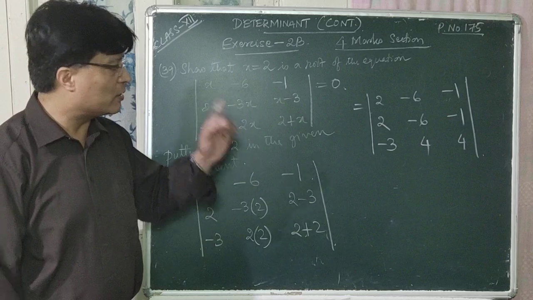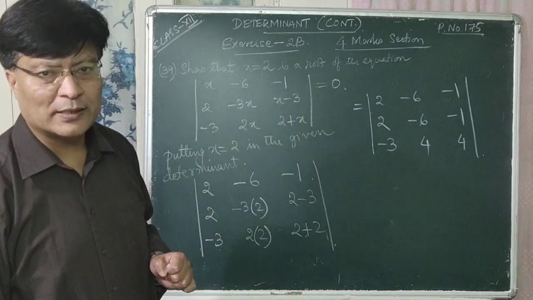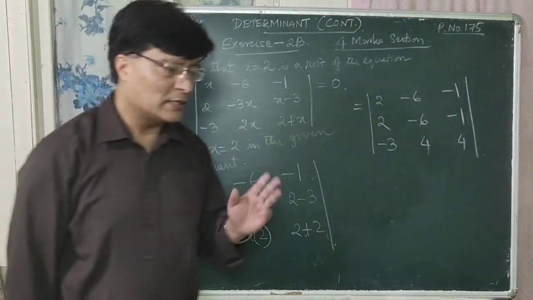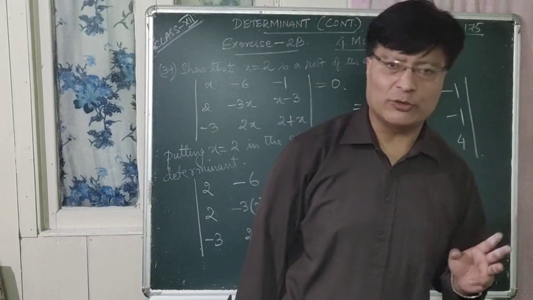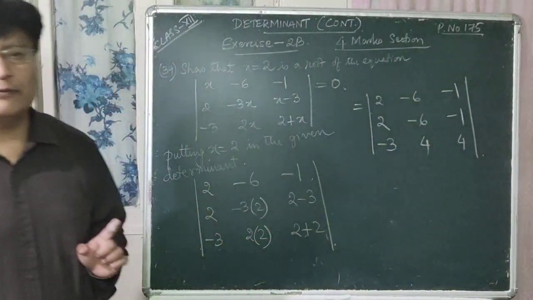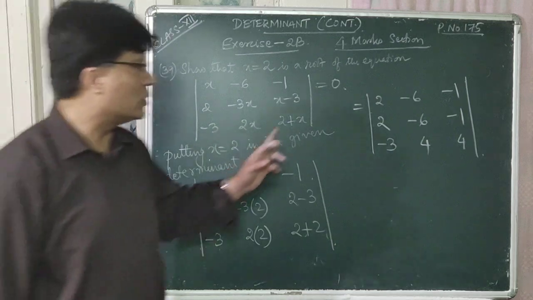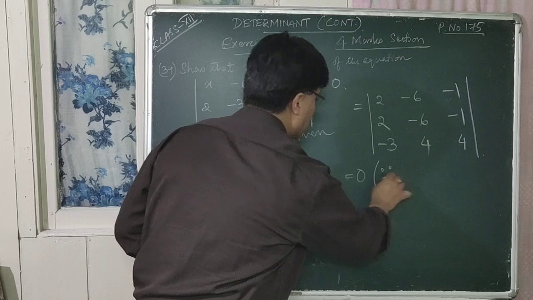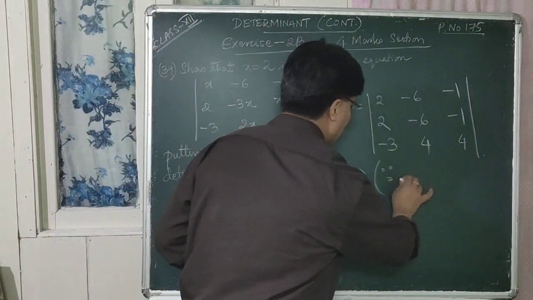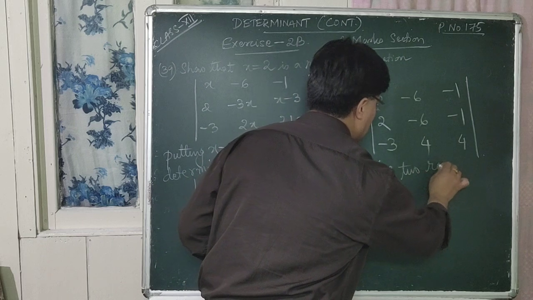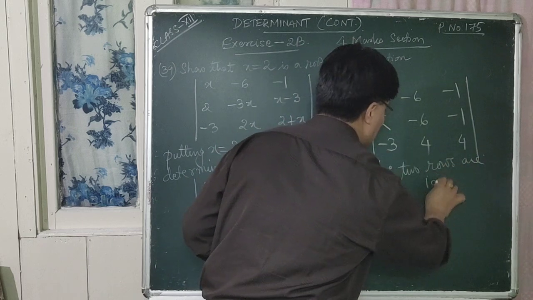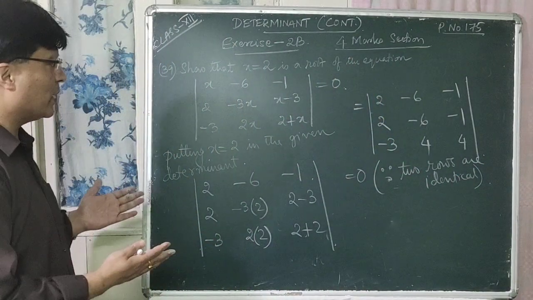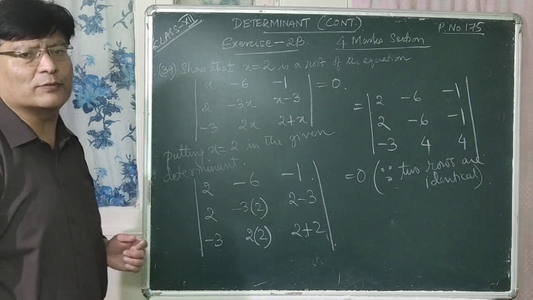Now, without expanding, can you tell me what is the value of this determinant? That is 0, because here two rows are identical. You know property number 3 of the determinant, isn't it? That is, the value of the determinant is 0 if two rows or two columns of a given determinant are identical. So here two rows are identical. So you can write which is equal to 0. What is the reason? Since two rows are identical. So hence we have proved that x is equal to 2 is a root of the given equation.